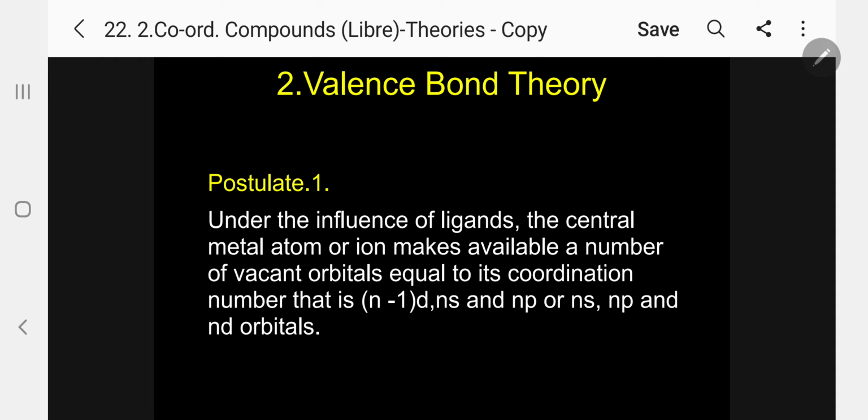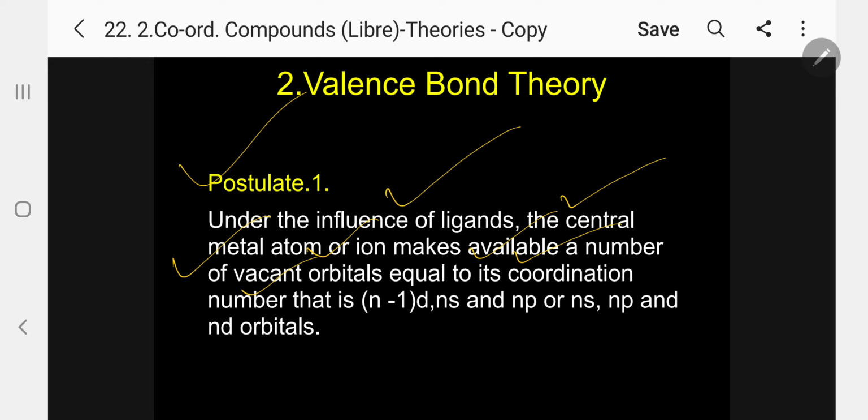Kindly follow. Valence bond theory, we have actually seen under the regular bonding by Pauling. Postulate 1 according to valence bond theory: under the influence of ligand, that means in the presence of ligand, the central metal atom or ion makes available a number of vacant orbitals equal to the coordination number. That is (n-1)d, ns and np, or ns, np and nd orbitals.